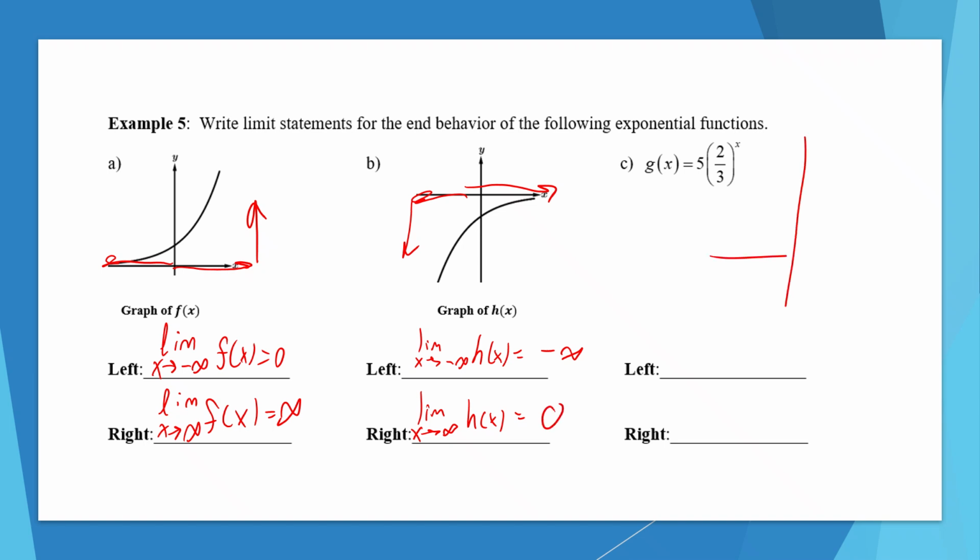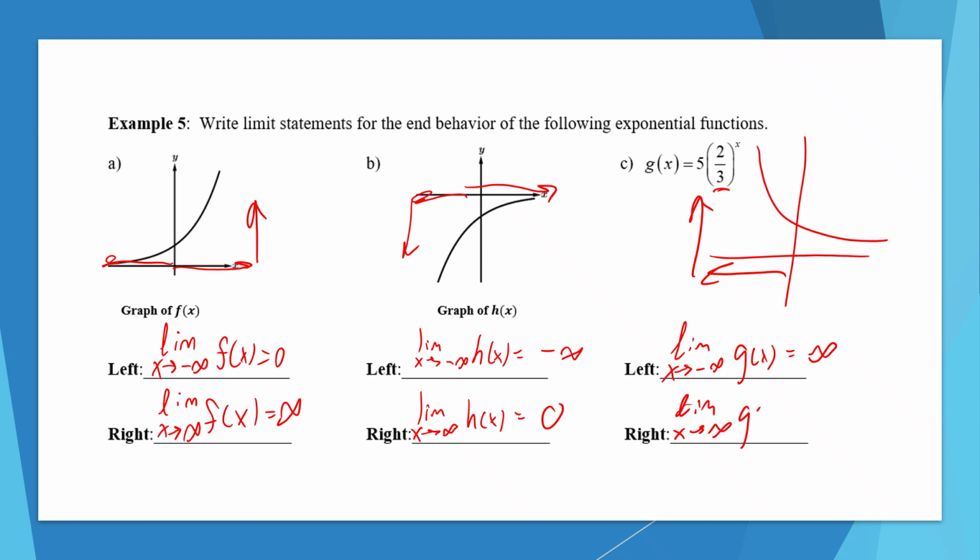And then here, if we graph this, base b is smaller than 1, so it's going to be exponential decay. So now it's pretty easy to write our limit statements. The limit as x approaches negative infinity of g of x equals positive infinity, right? As we go to the left, this is going to shoot up. And then the limit as x approaches positive infinity of g of x, this should be 0. So those would be our 6 limit statements there.